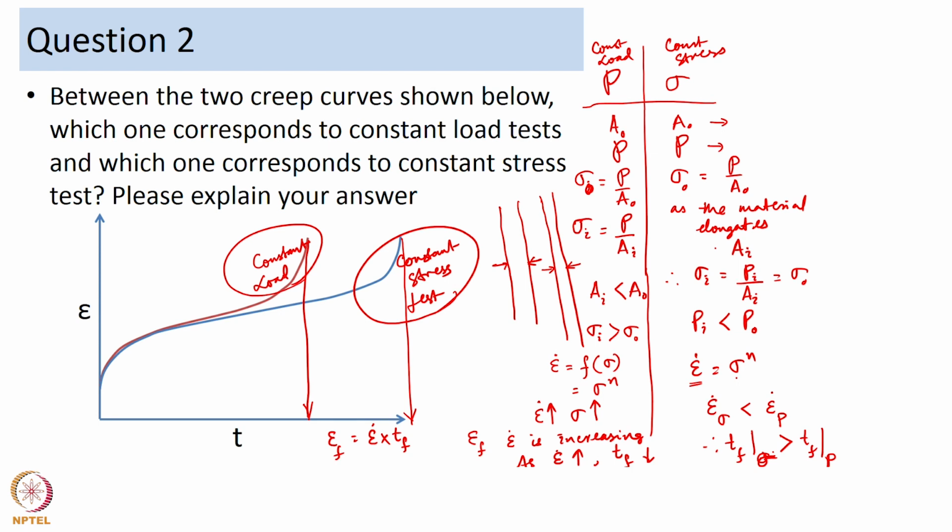So, this is in brief the difference between the two types of creep curves, constant load as well as constant stress. You are basically entering into tertiary creep a lot faster in a constant load test. And of course, this description is for a tensile creep test.